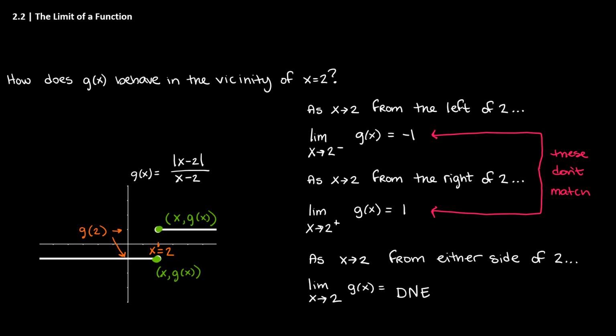So if we were to try and write the two-sided limit for g of x when x is approaching 2, we would say that it doesn't exist. There's not a single value that we can use to represent the function behavior for this two-sided limit.